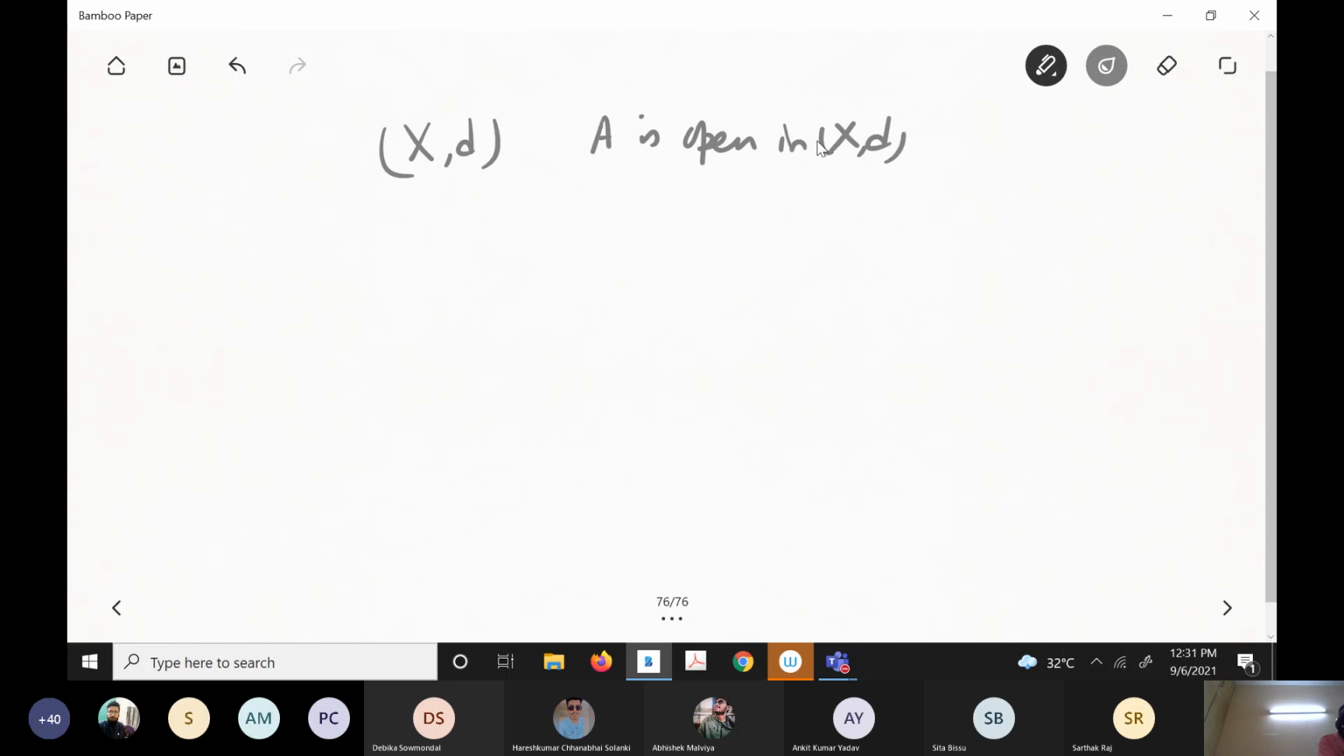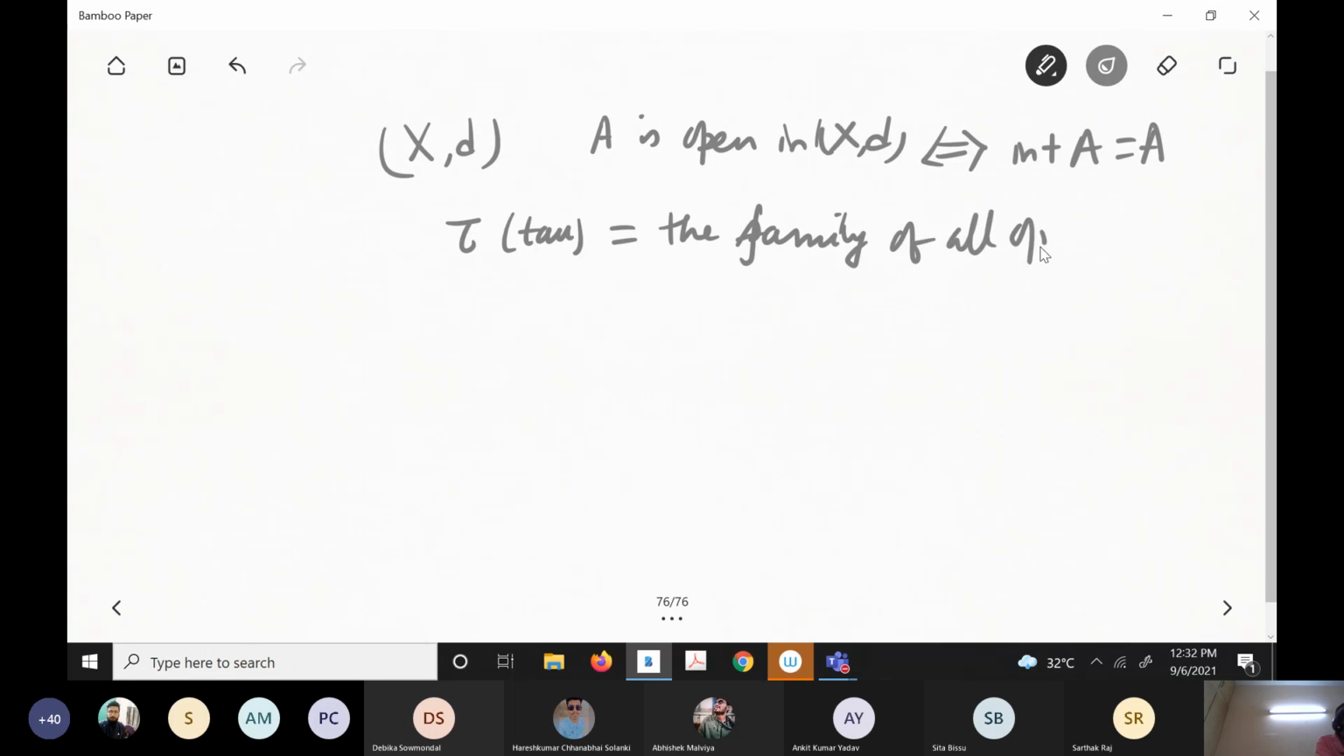If you know what your (X, d) is, then you don't need to write it all the time. You can say A is open if and only if the interior of A is A. That means each point of A is an interior point of A. Now look, this is the Greek letter tau. Let us take the family of all open sets in X.